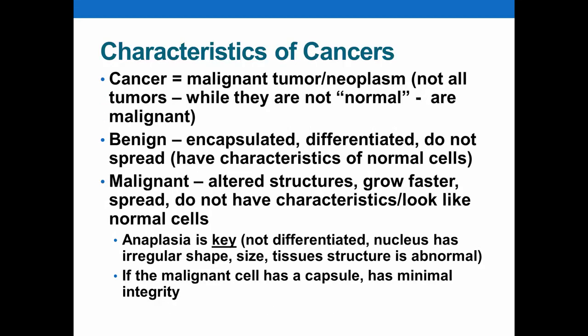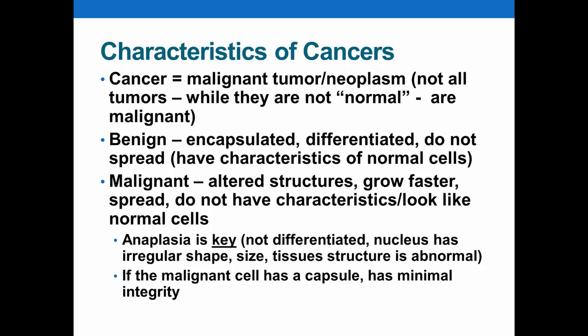So let's start off by talking about characteristics of cancer. Well, we know that a cancer is a malignant tumor or neoplasm. Now, it's important to remember that not all tumors, even though they're not normal, are necessarily malignant. So that then leads us to be able to differentiate between a benign and a malignant tumor because they do look different. A benign tumor is filled with encapsulated and differentiated cells, and these type of cells do not spread.